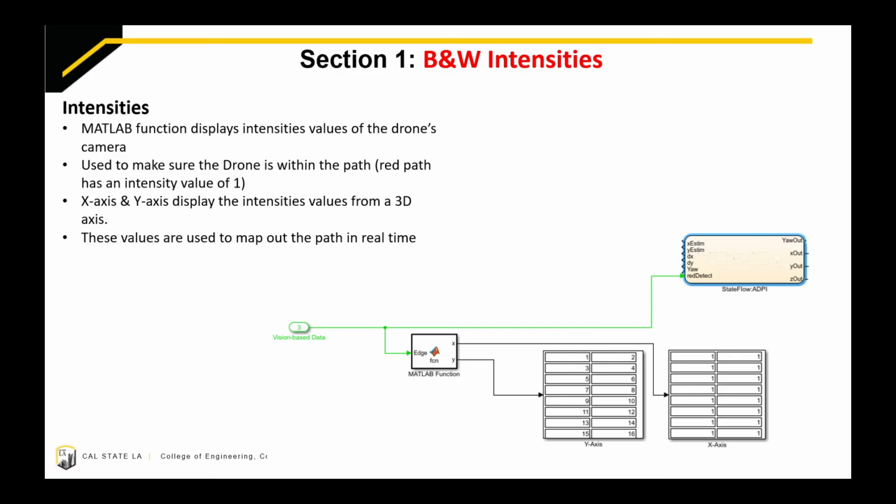While the drone will move towards or rotate to the axis that has an intensity of 1. It will also let us know the drone is within the path. This information is then fed to the state flow block for additional commands.